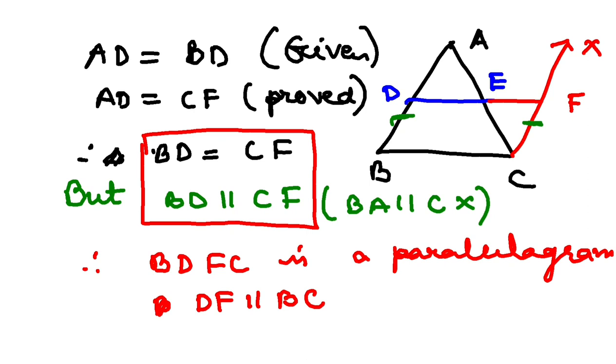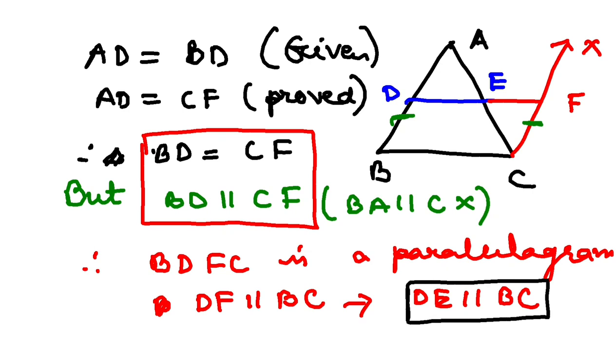Done. So if BDFC is a parallelogram, then obviously your DF is parallel to BC. Opposite sides of a parallelogram are equal. So DF is parallel to BC. That means DE is also parallel to BC, isn't it? This is what I needed to prove, isn't it? DE is parallel to BC. Alright, this is the proof of theorem 8.9. Now there is another interesting part. DE is parallel to BC. Okay, now DE is half of DF. Please look at the figure. DE is half of DF and DF is equal to BC.